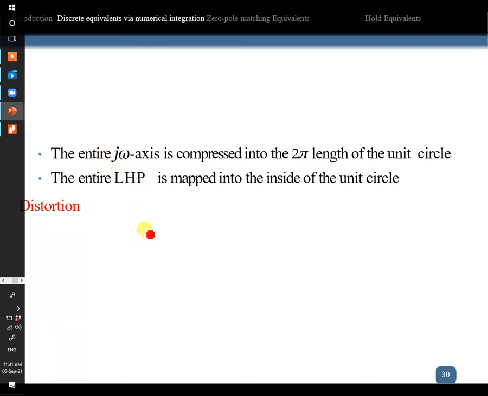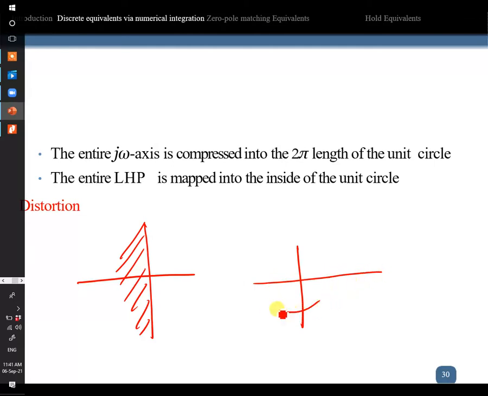The entire j omega axis in the S plane will be mapped into the circle about the unity. That means the left half of the plane is mapped to the inside of the unit circle by the trapezoid method.